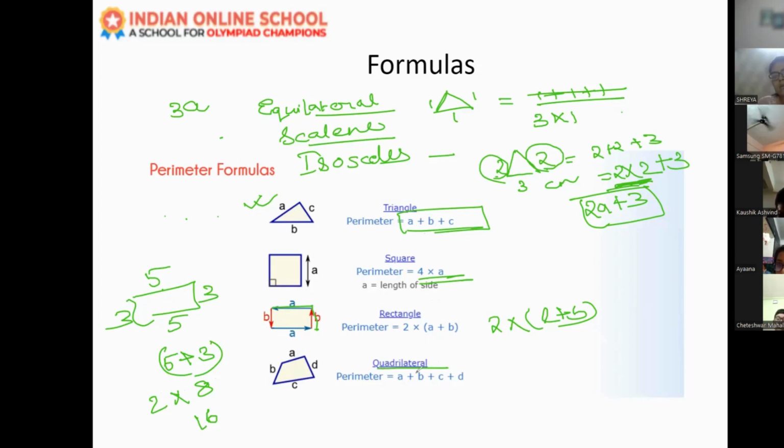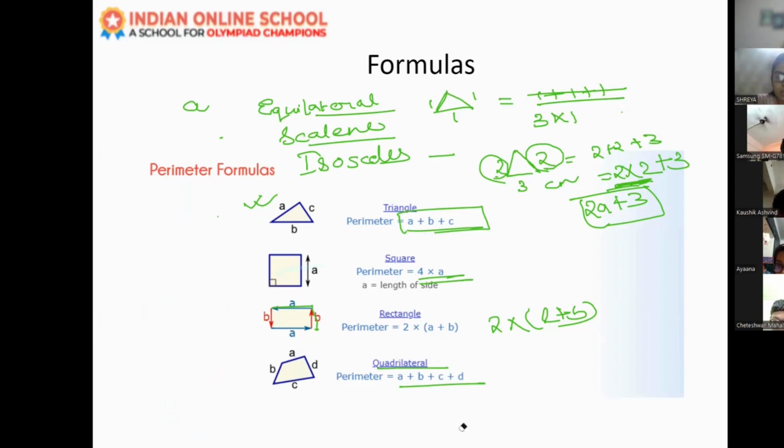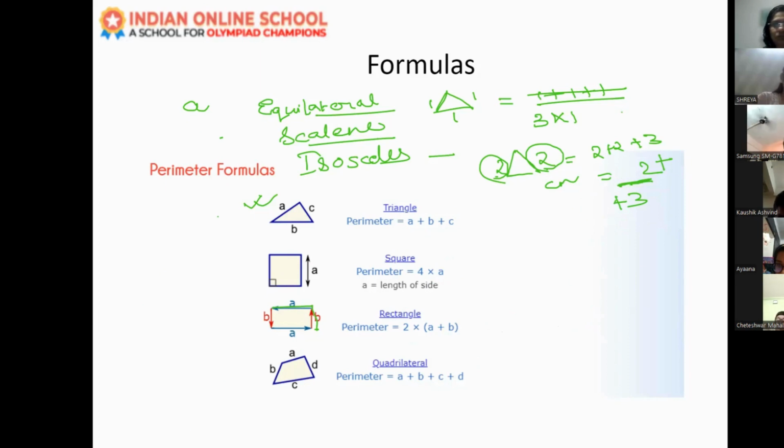Coming to the quadrilateral, again the same thing. Since all sides are different, simply add them up. Okay, everyone? So that's all about the formulas for perimeter. This is how you can calculate the perimeter for any shapes.